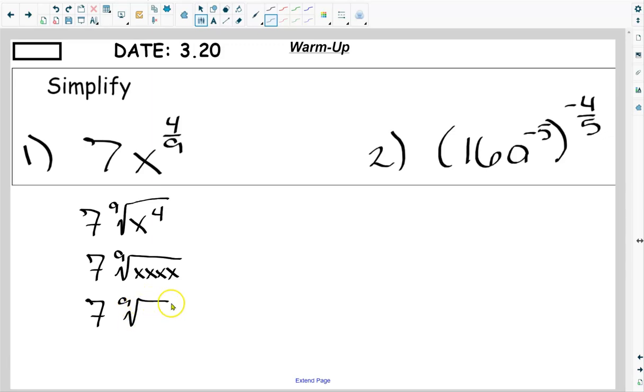So this is very beneficial for you guys. So simplify this. There it is. Let's go ahead and jump to this one. This one's got a lot more going on.